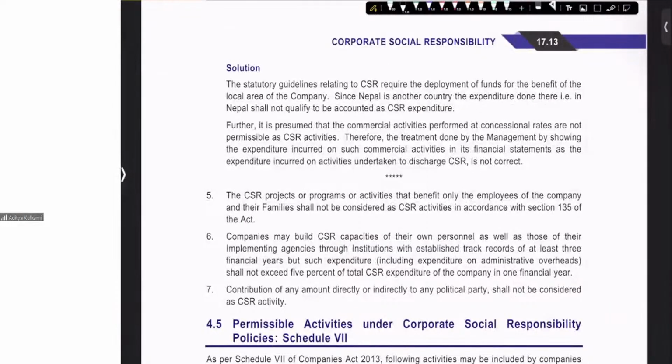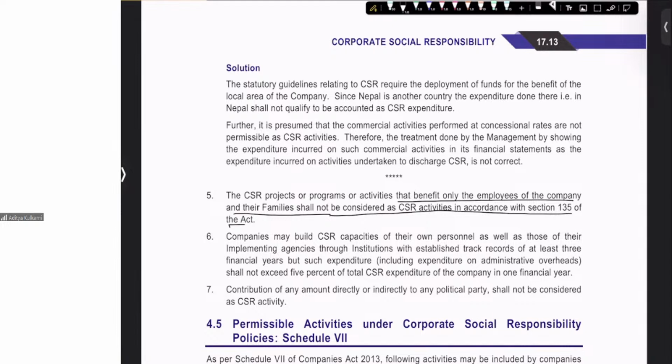The projects or programs or activities that benefit only the employees of the company and their families shall not be considered as CSR activities. CSR is intended to benefit the society. Company should not get any benefit out of that. So therefore, if you're establishing, say, a school only for employees, कोई और admission ले नहीं सकता वहां पे, then that becomes an activity for the benefit of the employees. It will not be regarded as CSR.